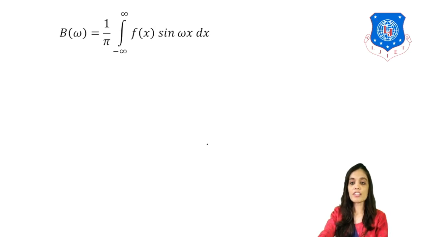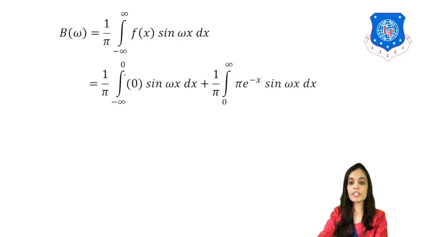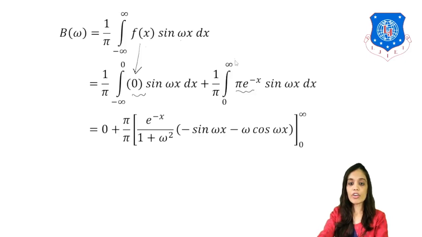Okay. So now let us find our b omega, which is equal to 1 upon pi, integral from minus infinity to plus infinity of f of x sine omega x dx. Again split your interval into two parts, that is minus infinity to 0 and 0 to infinity. We know our given function is 0 in this interval. So only put the value of f of x here, that is pi e raised to minus x. Now in order to evaluate this, firstly take out pi common and cancel out, right?